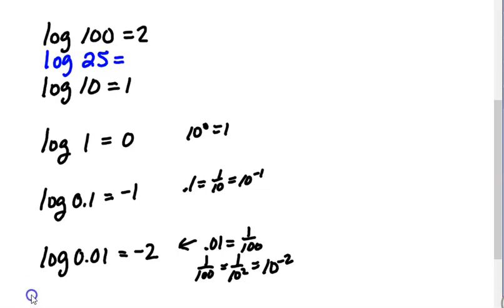But here's something I want to point out to you. 25 is a number between 10 and 100. So the exponent that we put on 10 to get 25 should be a number between 1 and 2, because 10 squared is 100, and 10 to the first is 10. So 10 to some power between 1 and 2 should give me 25.